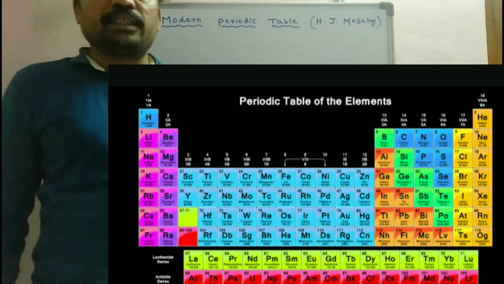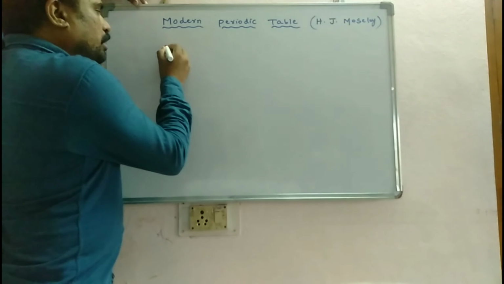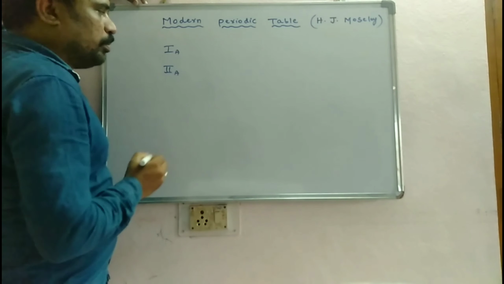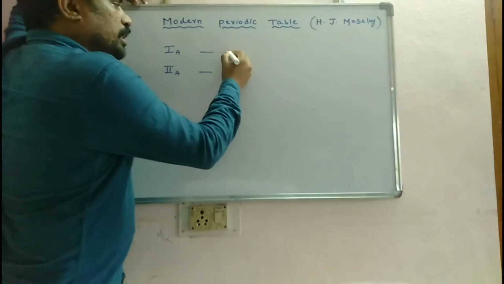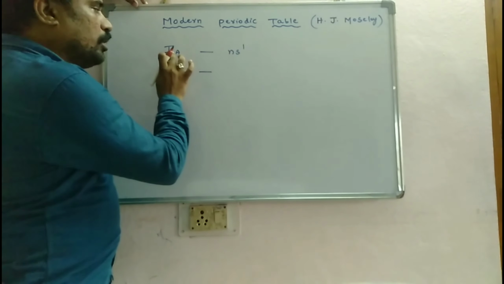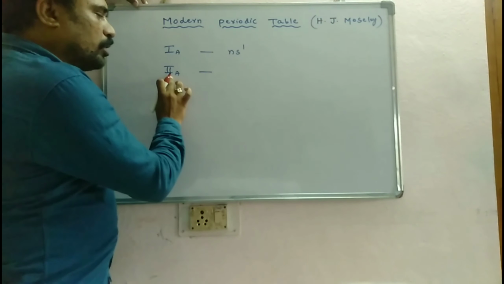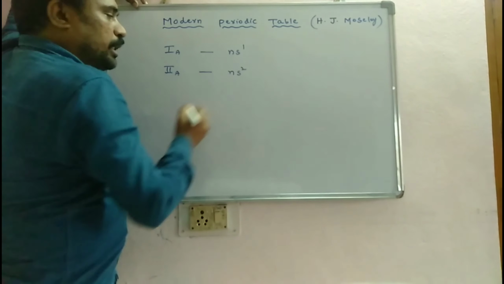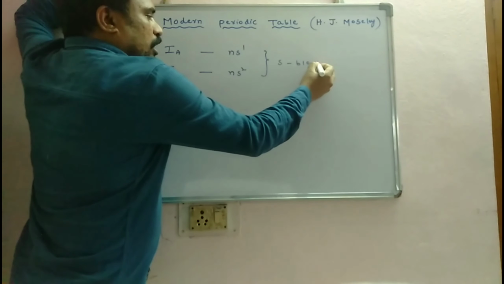Right? First let us see S block elements. So already I said 1A and 2A group elements are called S block elements. The general electronic configuration of 1A group elements is ns1, and the general electronic configuration of 2A group elements is ns2. Right. Now these are S block elements.